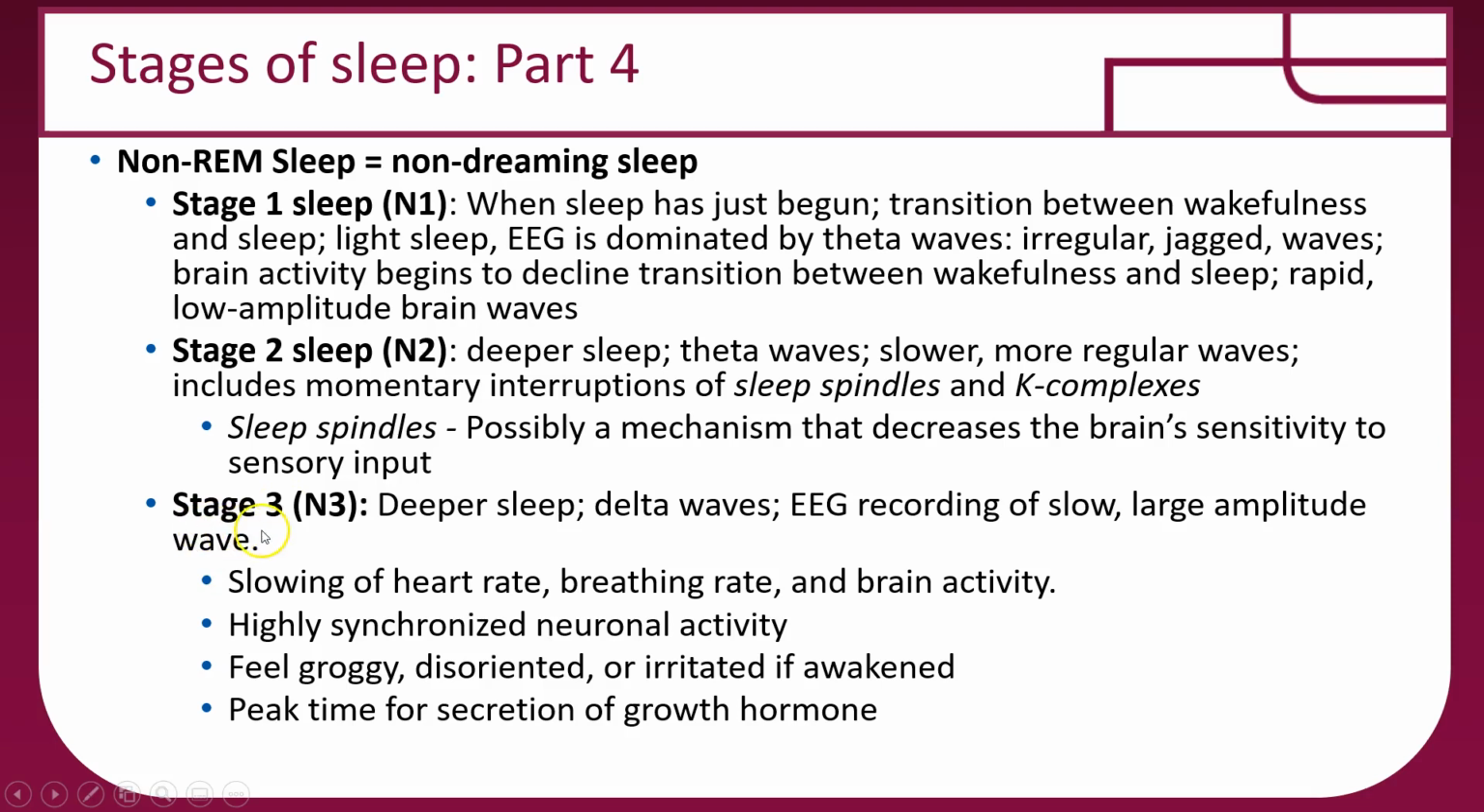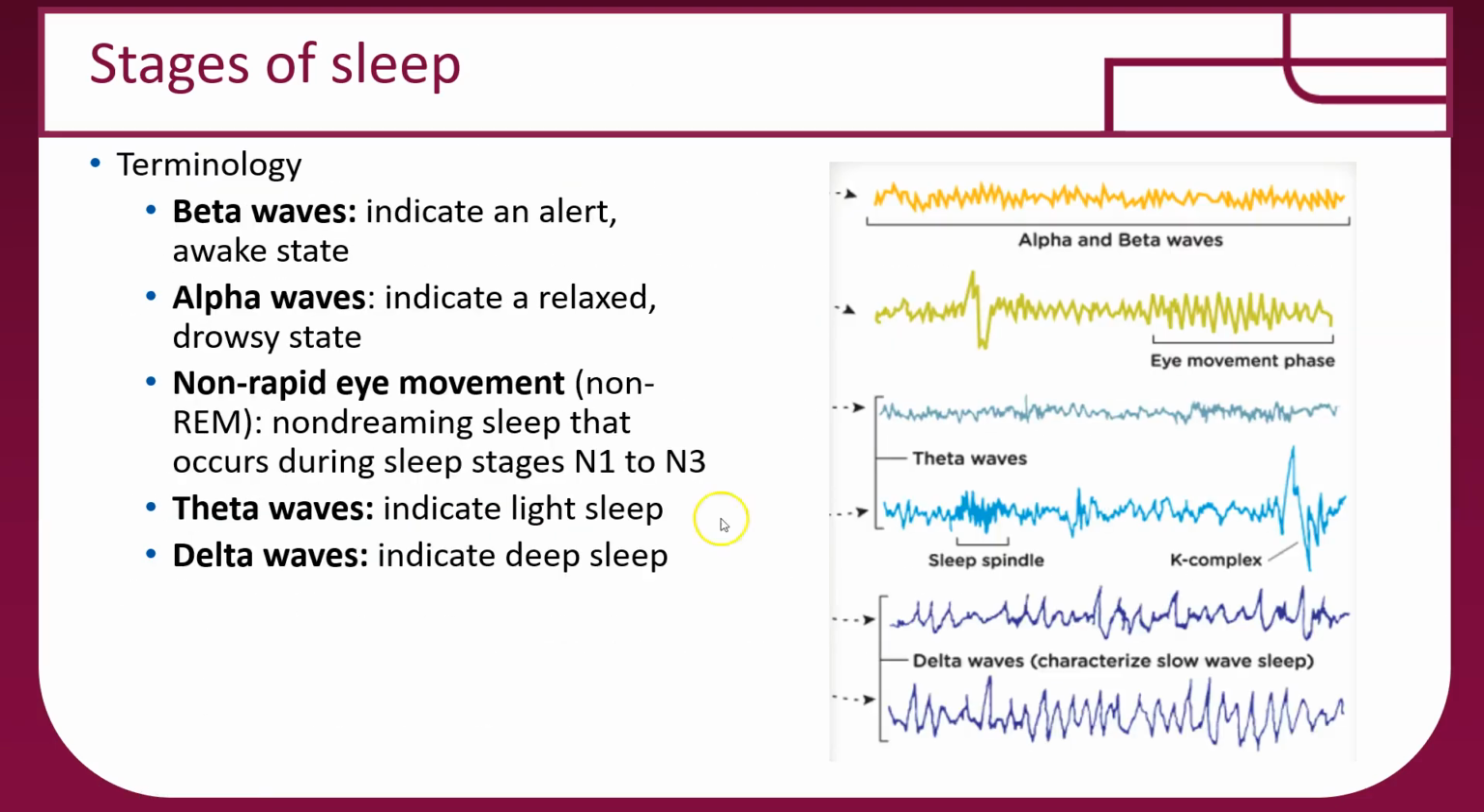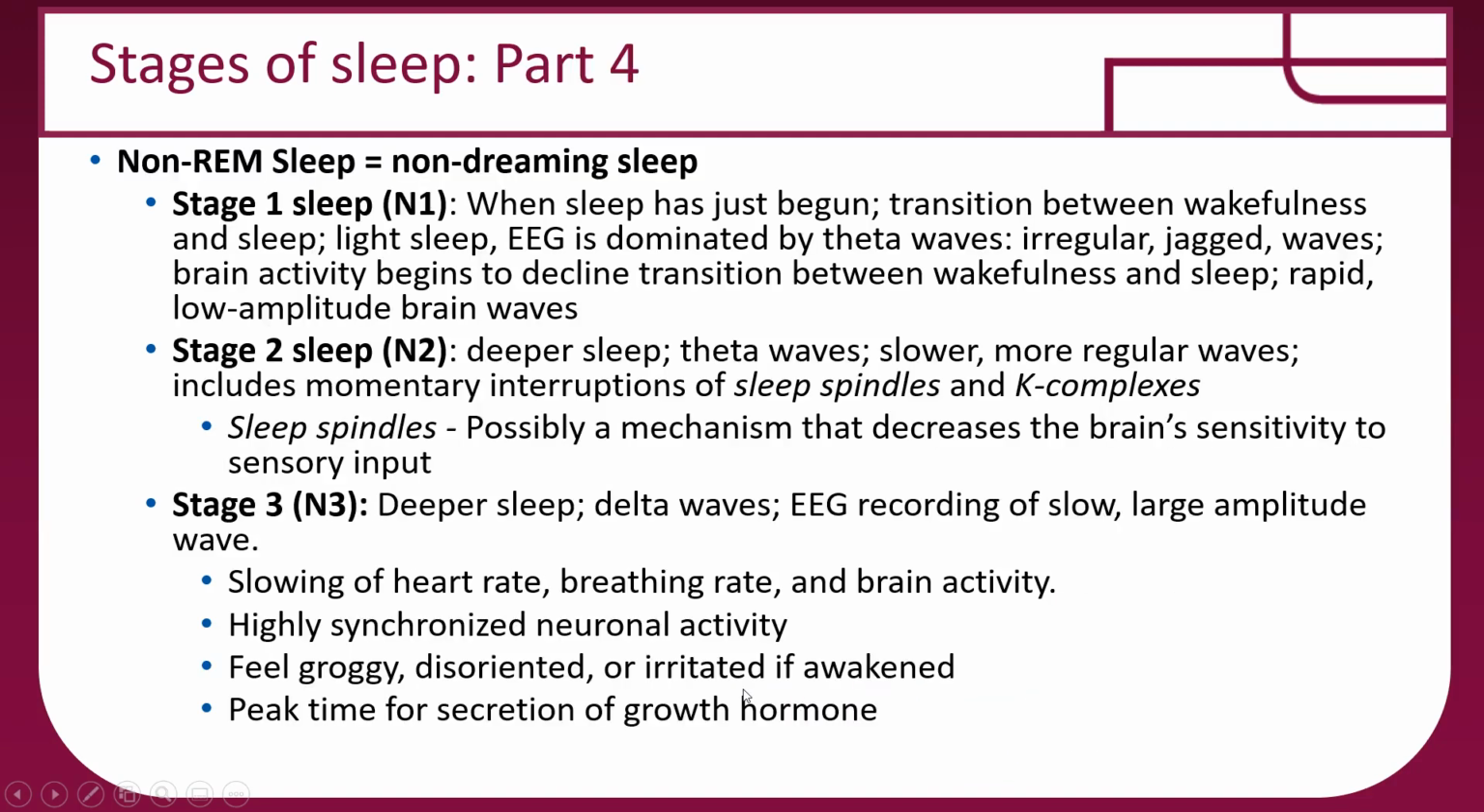Then we go to stage 3, or N3 sleep, and this is a deeper sleep, and we're finally into these delta waves. The EEG recording shows these larger amplitude, meaning taller, and slower brain waves, both of these here.